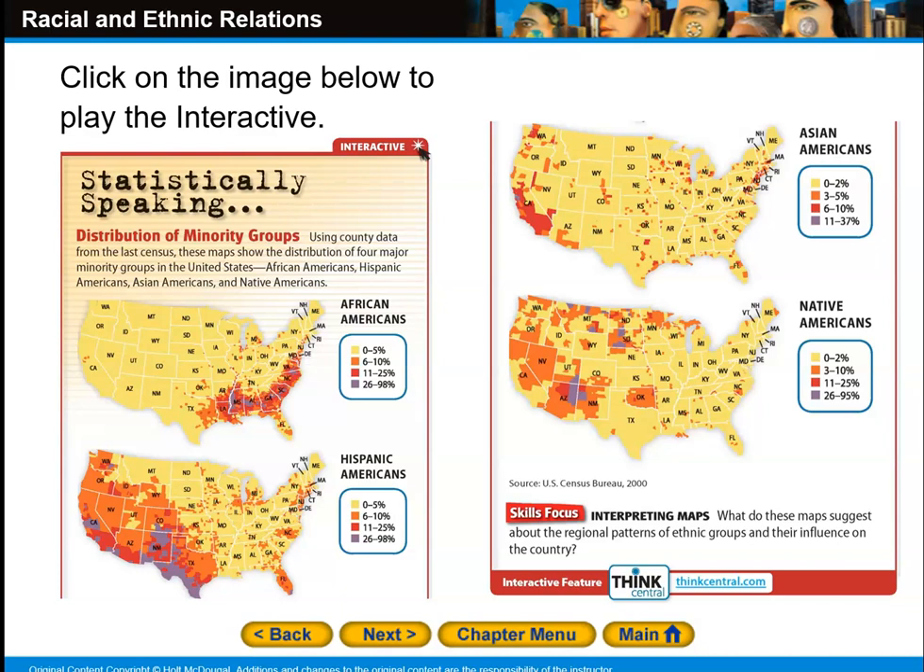So using this county data from the last census, these maps show the distribution of the 4 major minority groups in the United States. The 4 major minority groups are African Americans, Hispanic Americans, Asian Americans, and Native Americans. What do these maps suggest about the regional patterns of the ethnic groups and their influence on the country?